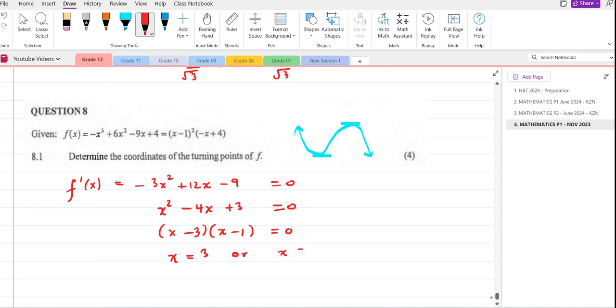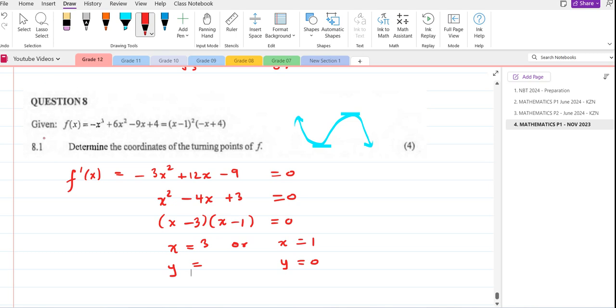As I promised, whenever there is a repeated root, there is a turning point on the x-axis. So at x = 1, what will the y value be? It has to be 0. If I substitute 1 inside here, you have minus 1 plus 6, that is 5. And minus 9 plus 4 is minus 5. 5 minus 5 is 0. So definitely 0 there.